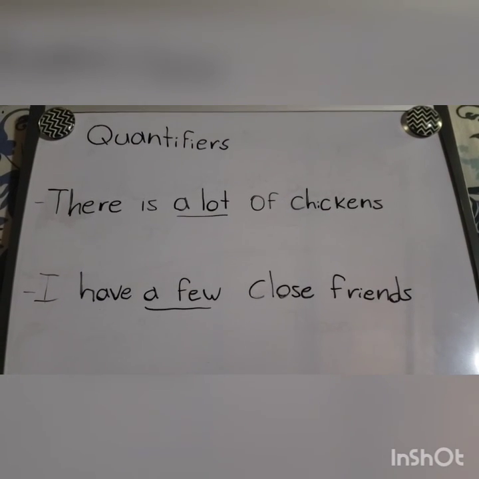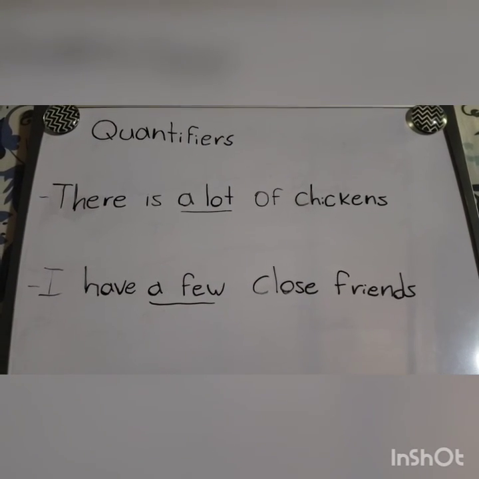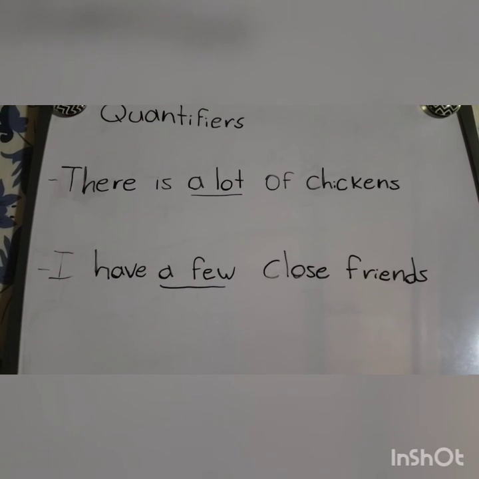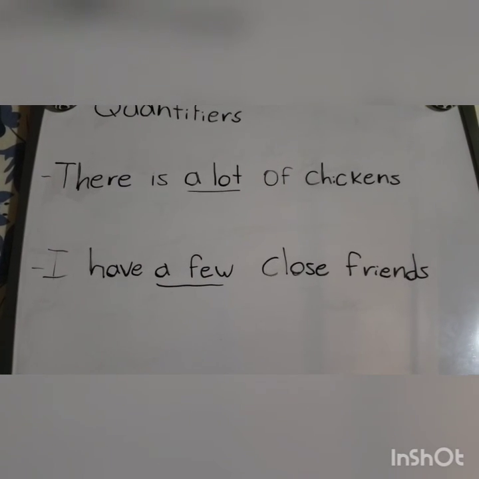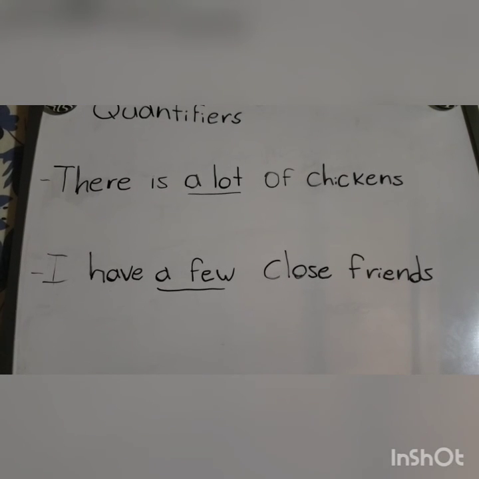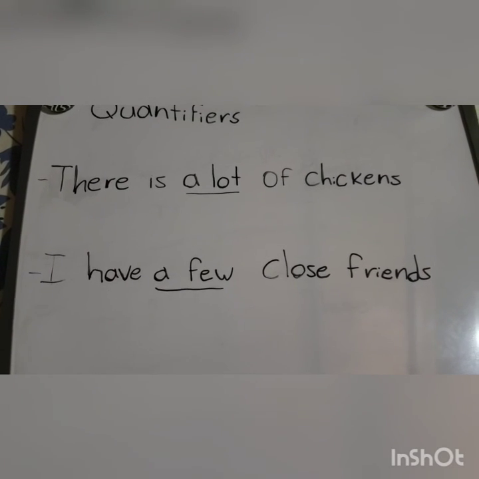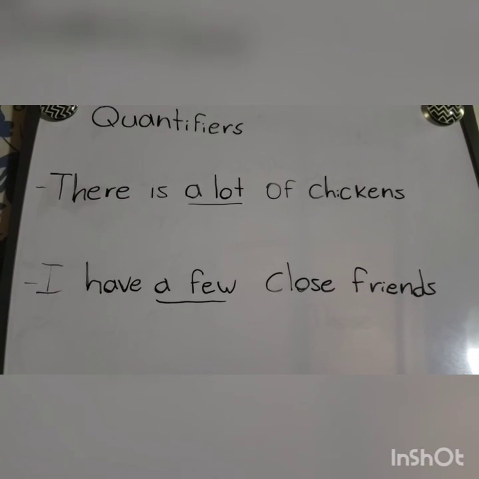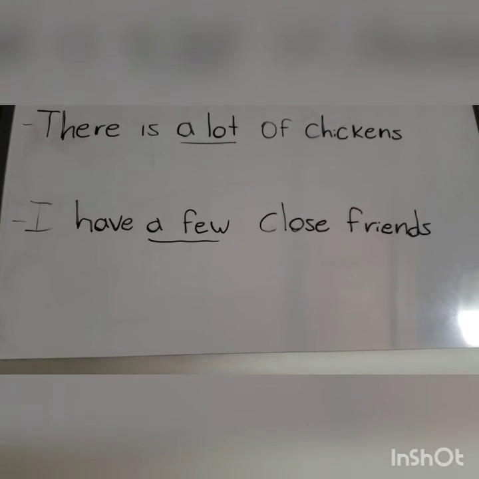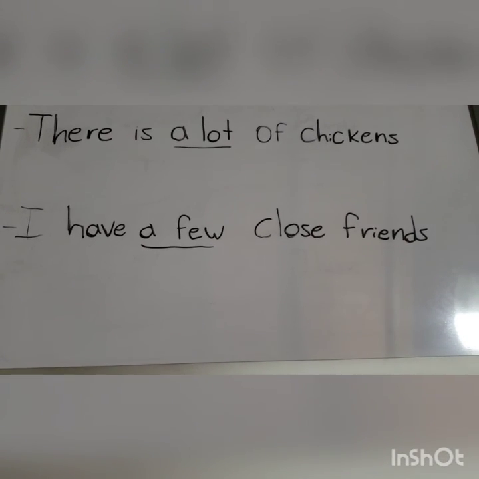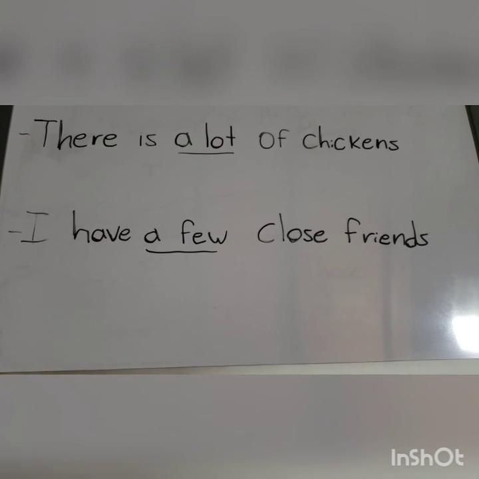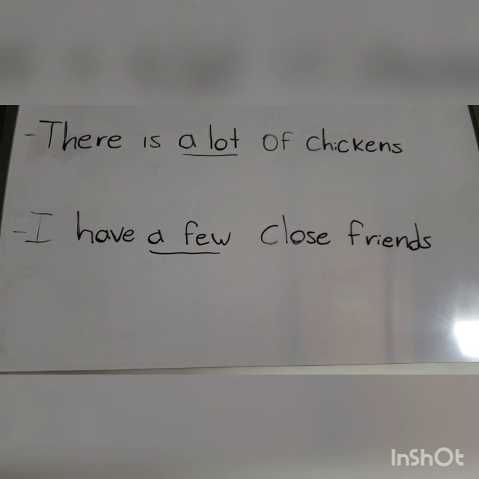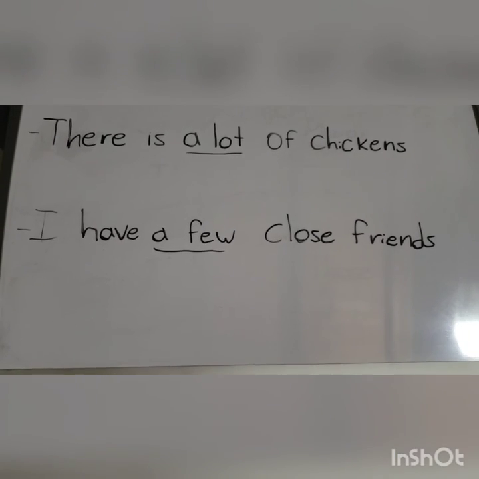Quantifiers. Quantifiers are determiners that indicate how much or how little of the noun is being discussed. For example, there are a lot of chickens. A lot is the quantifier. We use a lot when the quantity is big. In this example, I have a few close friends. A few is the quantifier, and we use a few when the quantity is little.